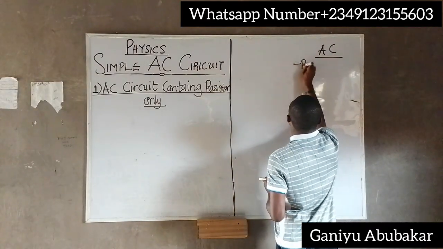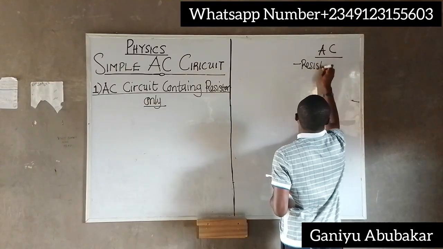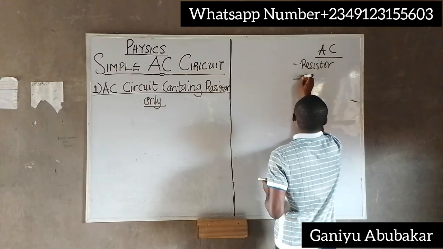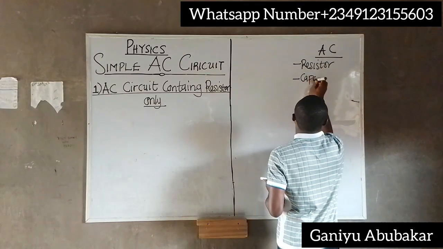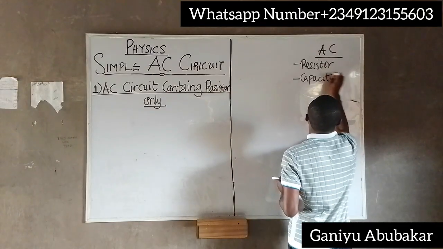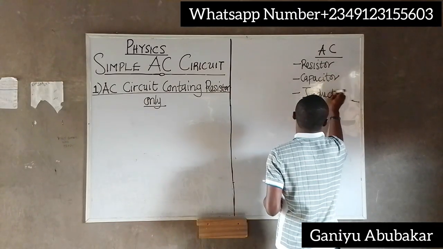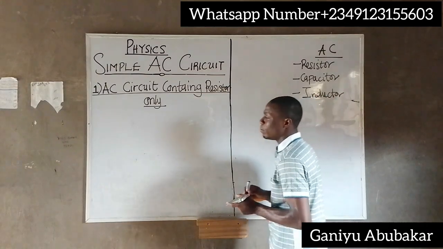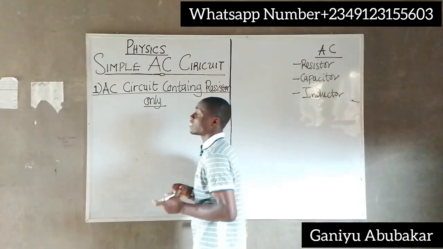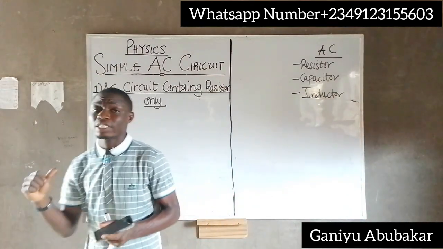We have the resistor, we have the capacitor, we have the inductor. Alright, these are basically the components of an AC circuit we said in the last class.